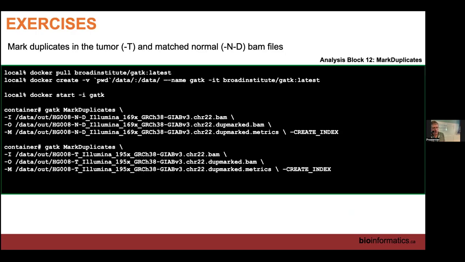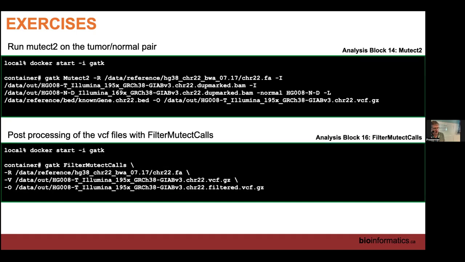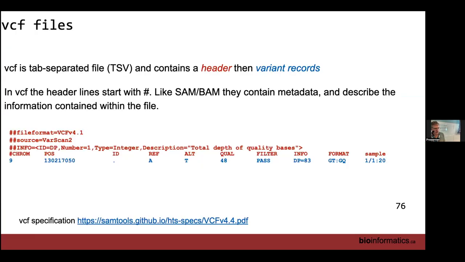So we'll come through some exercises in the material I shared for doing duplicate marking with a tool called GATK, and a container we're calling GATK. And then we'll come around to running MuTect2 for variant calling, where we're going to run both our tumor and our normal pair together through this tool. It's going to use the normal as background and try to identify variants in the tumor. And then we follow up with filtering that file to indicate which are true calls and which are likely just noise.